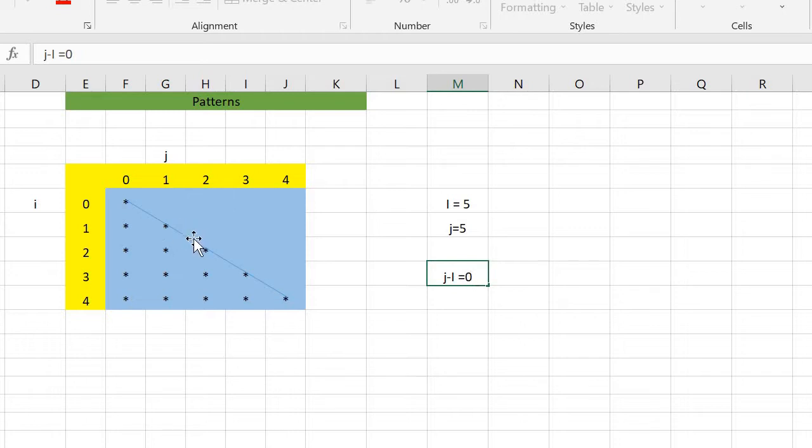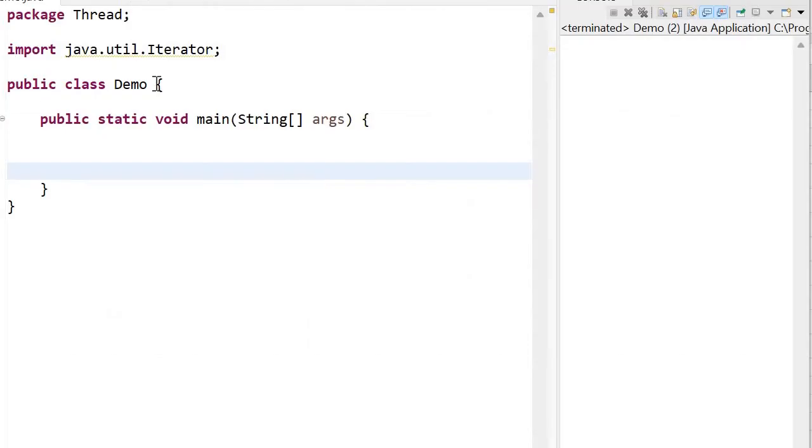But because I have to print all of the asterisks that are lying below this line, definitely I have to write the statement that is less or equal to 0. Therefore, all these asterisks below this hypotenuse line will get printed. Right? Hope you guys have understood the logic. Let us now move on to the coding section.